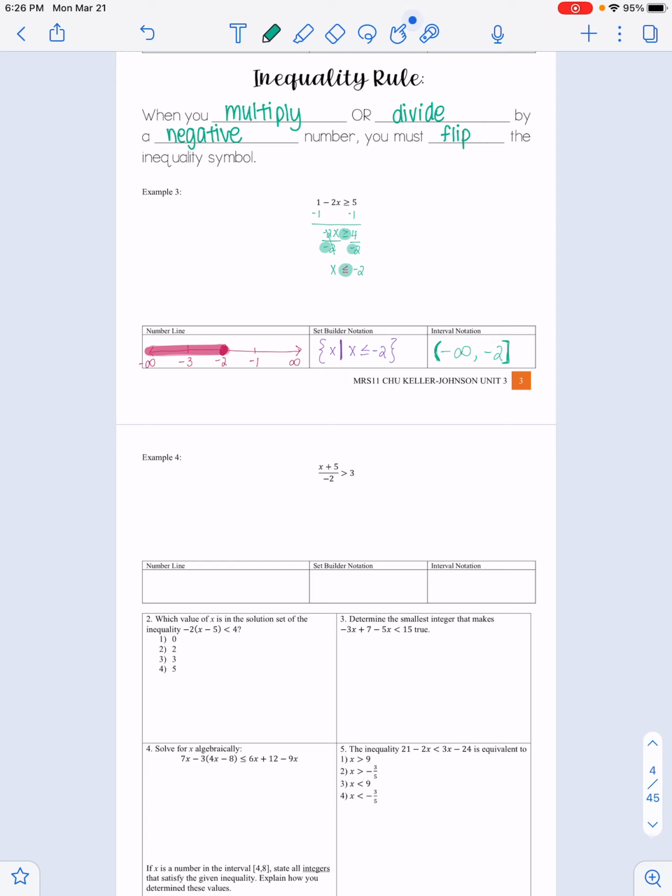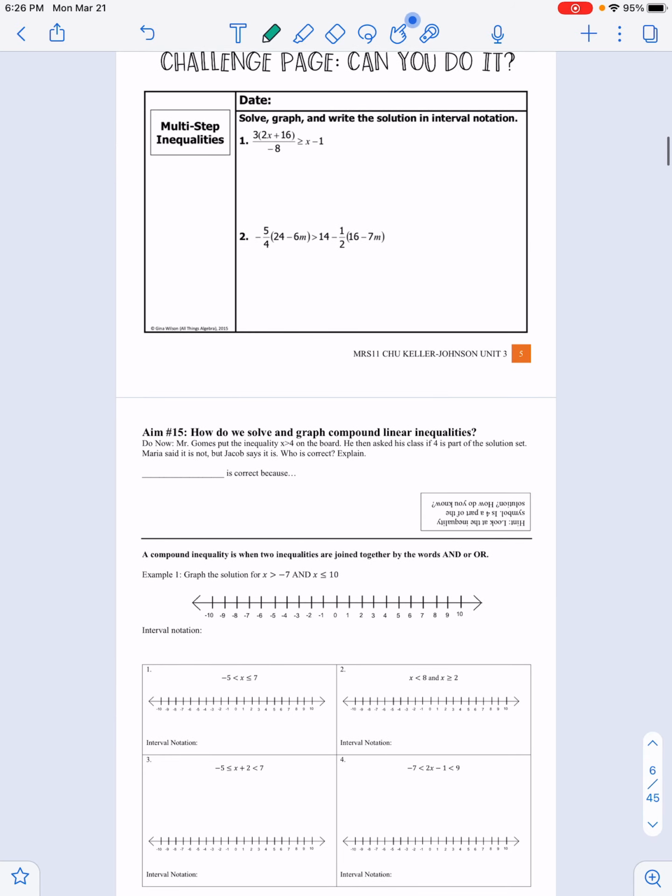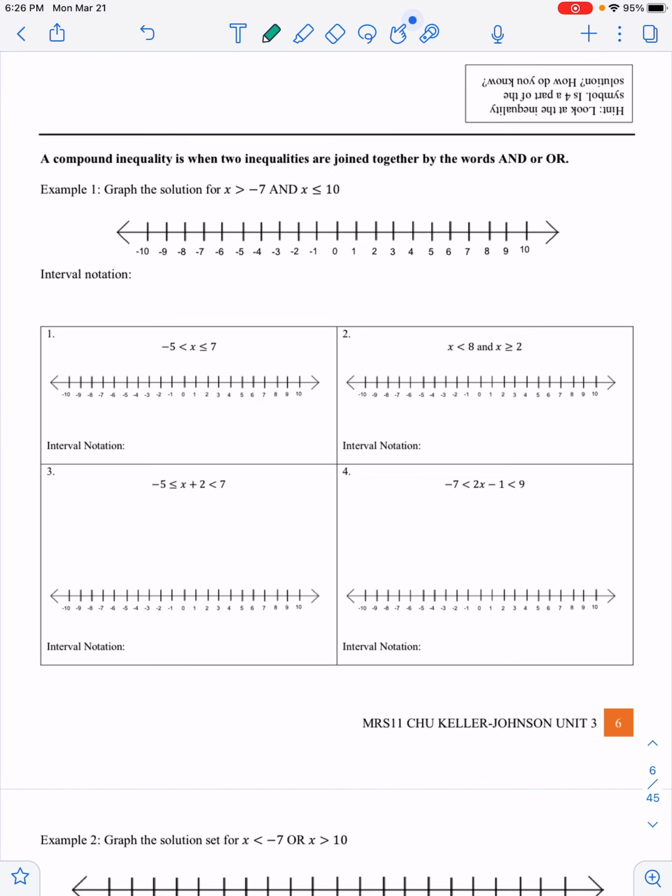So that was one inequality. We're now going to try some compound inequalities, which is having two inequalities at once. Let's take a look at example 1 and try to graph this. x is greater than -7 and x is less than or equal to 10. Let me do this one in red. x is greater than -7, so let's graph that. That means we have an open circle at -7, and I want the numbers that are greater than that, so that's shading this way.